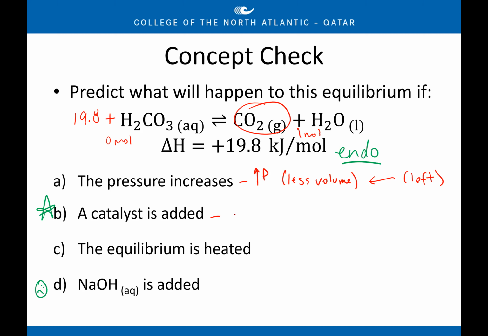All right, part B, a catalyst is added, no shift. All right, part C, the equilibrium is heated. Now remember, this is endothermic, which means when we add heat, we are adding a reactant. And when you add a reactant, it goes right.